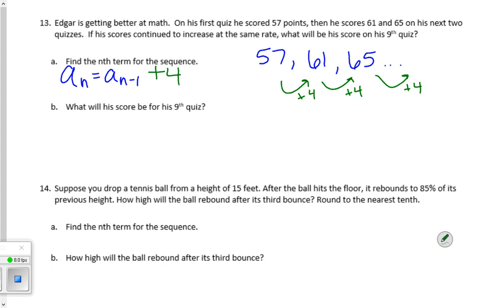They want to know about the 9th quiz. Well, we've got the first 3 here, so I need to work my way all the way out to the 9th. There's really no other way to do this than to just count it out until we learn about explicit formulas. Plus 4, plus 4. 1, 2, 3, 4, 5, 8, 9. So 89.